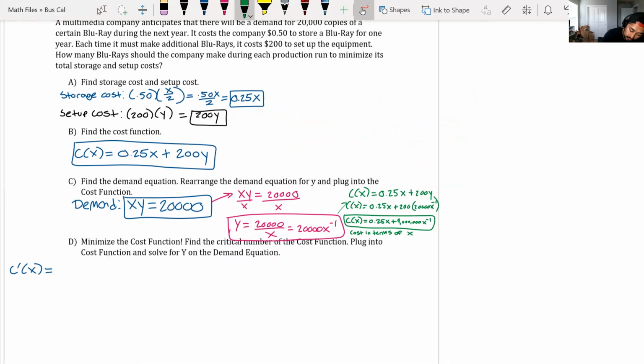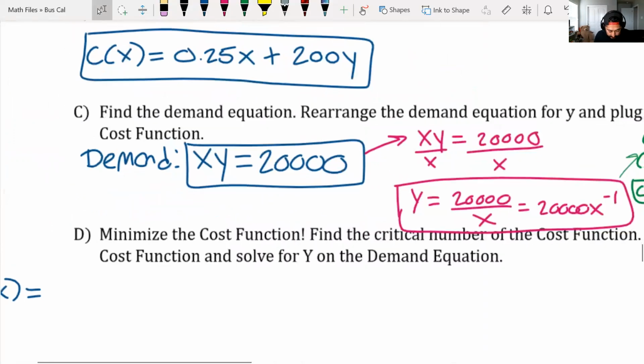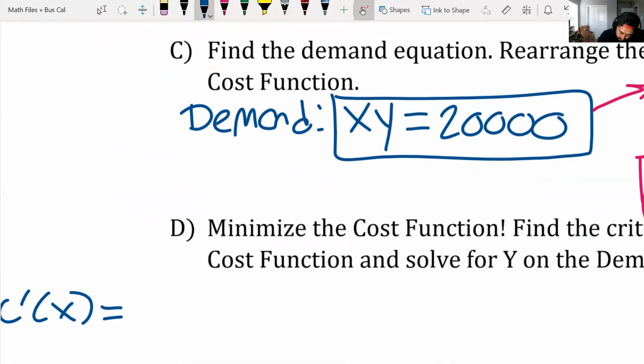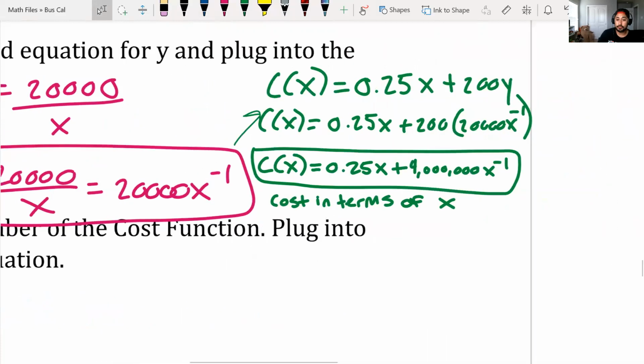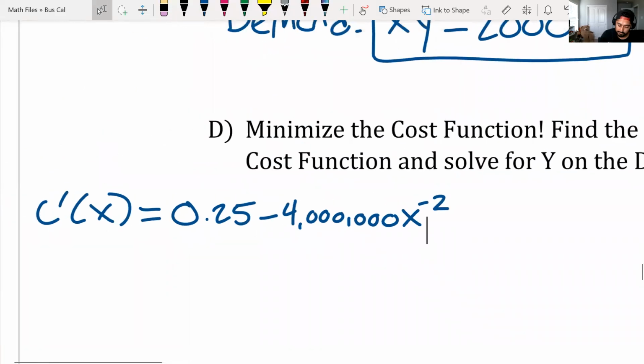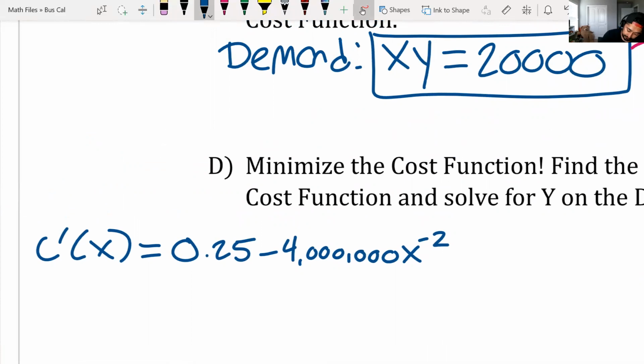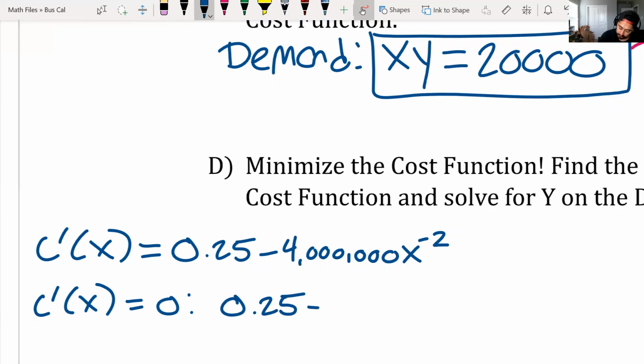Which means that I should have 0.25 minus 4 million x to the negative 2, right? 0.25 minus 4 million times x to the negative 2. Now, you know what's next. Set it equal to 0. 0.25 minus 4 million x to the negative 2 equal to 0.